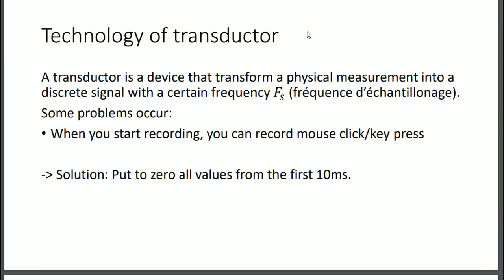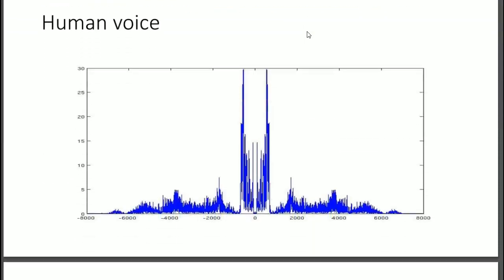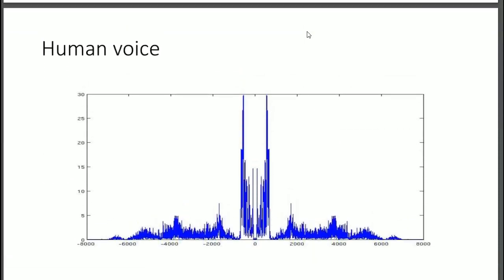To cancel out this effect, we will put to 0 the first 10 seconds of the signal. So now back to our Fourier thingy. We apply the discrete Fourier transform, and we get this thingy here. You can notice that it goes from minus a bunch of stuff to plus the same bunch of stuff.